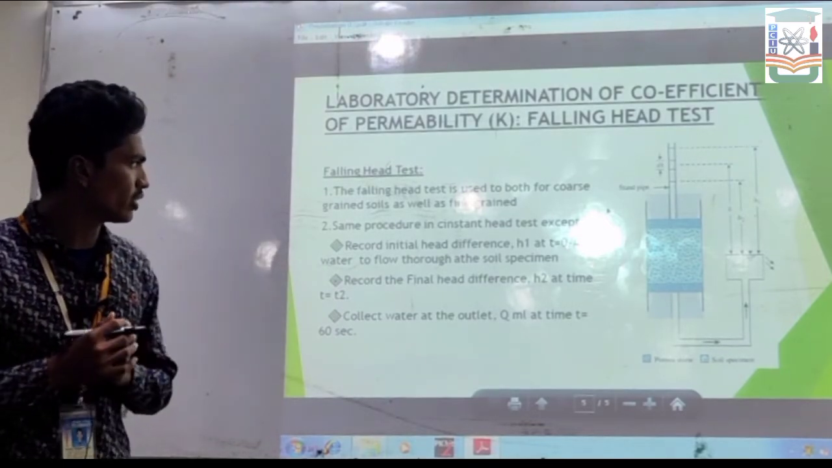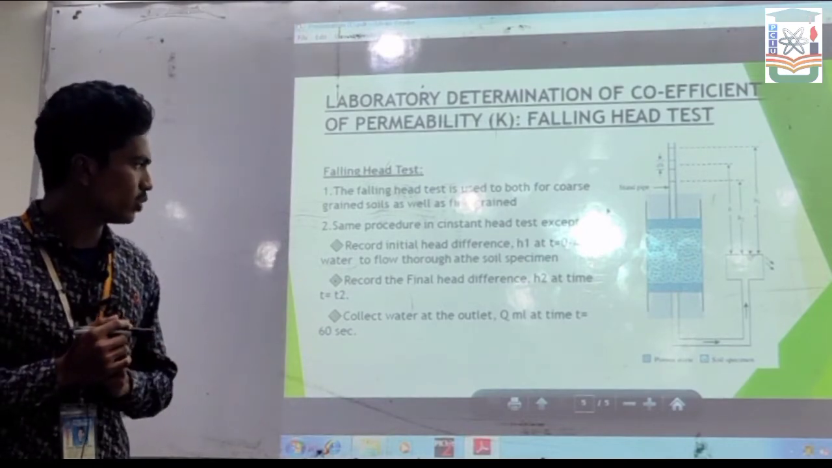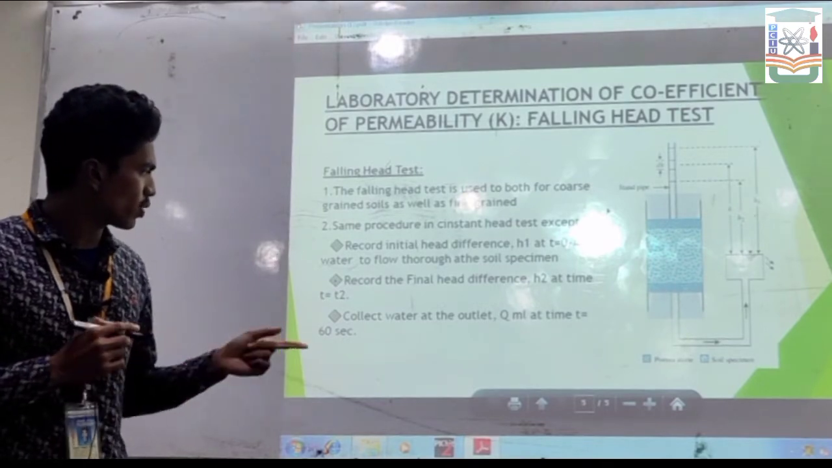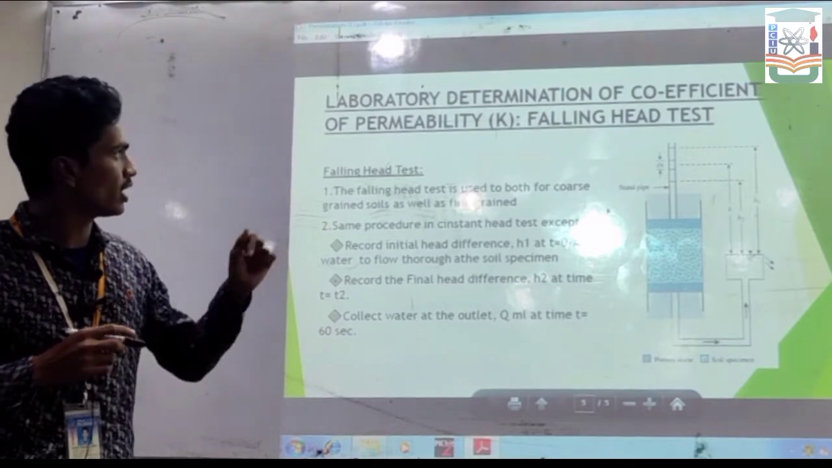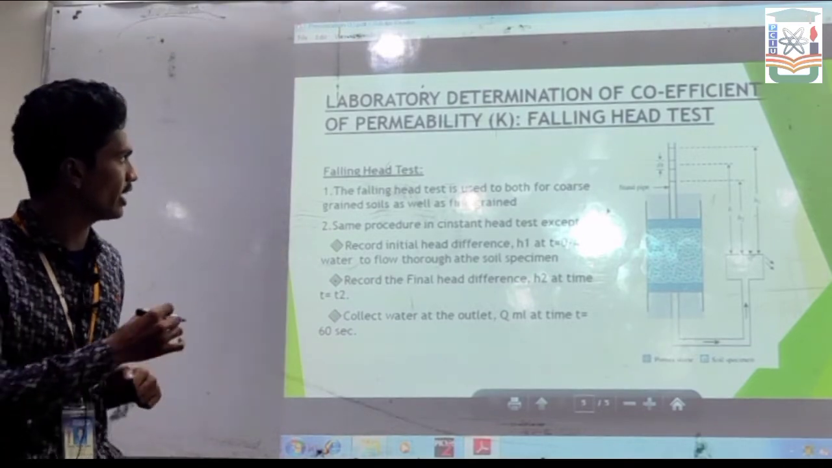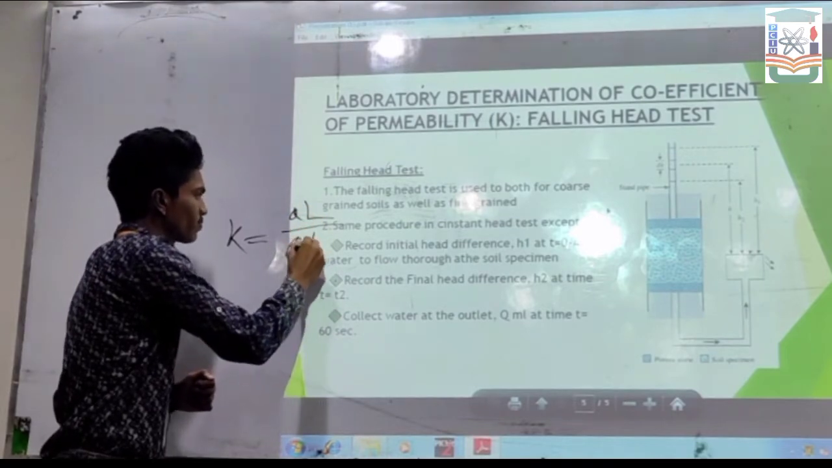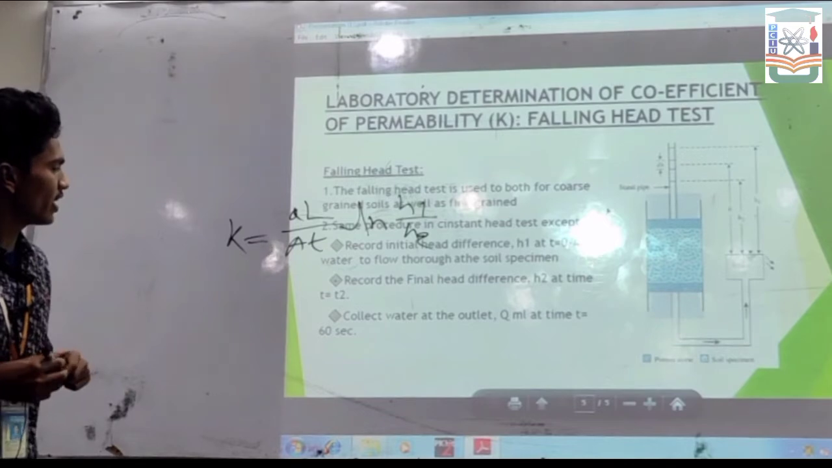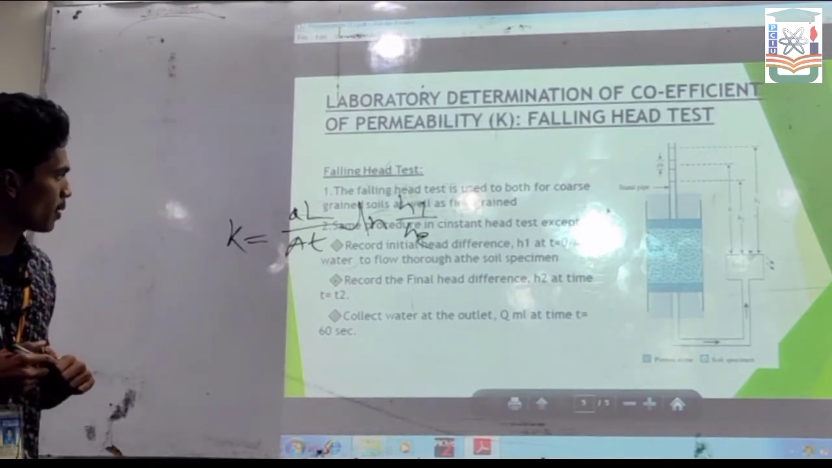It has the same procedure as the constant head test, except record the initial head difference H1 at t equals 0. Record the final head difference H2 at time t equals T2, and collect water at the outlet, Q ml at time t equals 60 seconds. We know that the coefficient of permeability is K, and we can calculate K as aL divided by At ln H1 divided by H2. Here small a is the inside area of the standpipe and capital A is the cross-sectional area of the specimen.